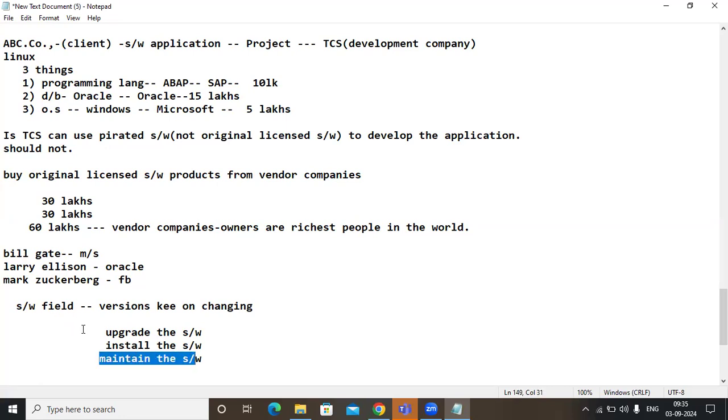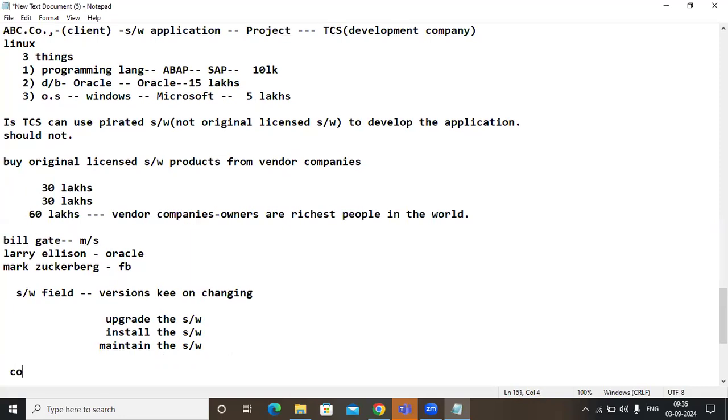So the problem with clients and development companies is they need to keep on upgrading the software, keep on installing the software, keep on maintaining the software, and every time they need to renew the license. All together, what happens? It is going to increase the cost, the maintenance cost.